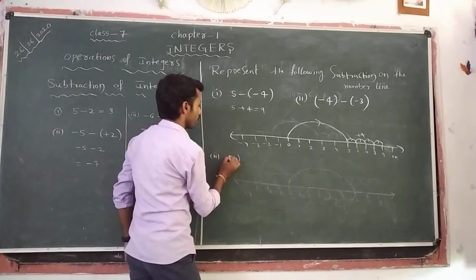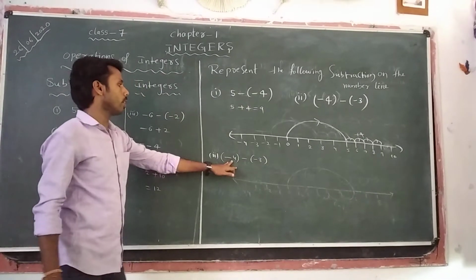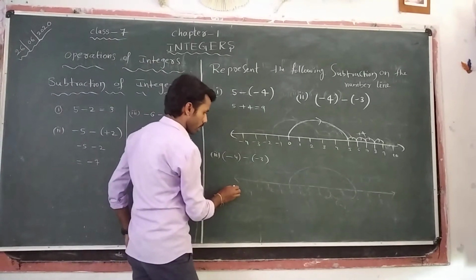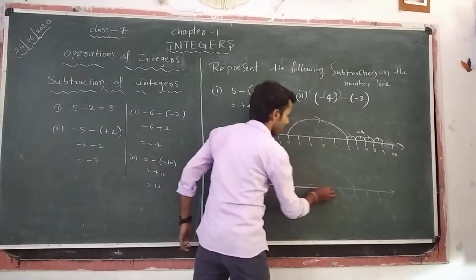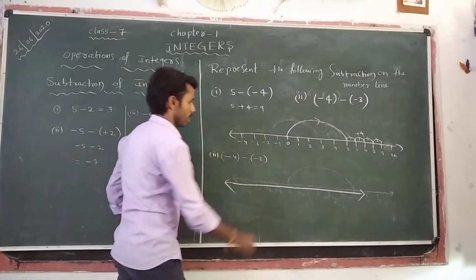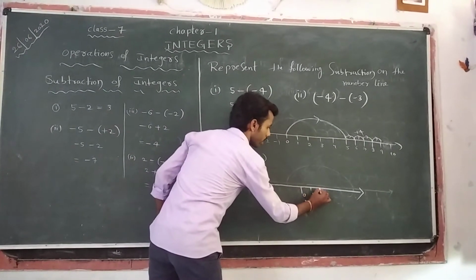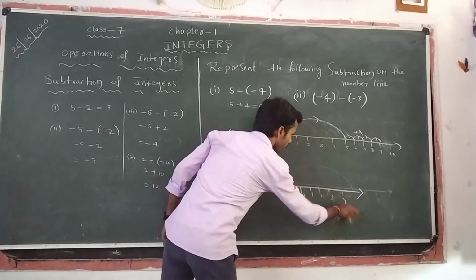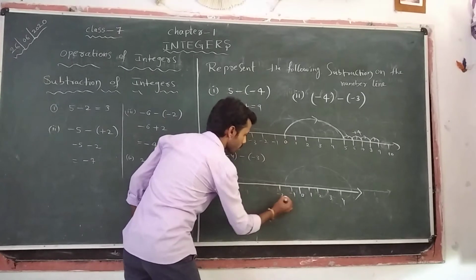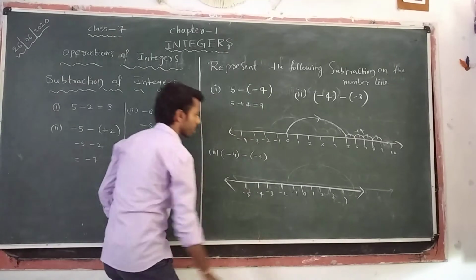Minus 4 minus of minus 3. Represent on the number line. First draw the number line. Zero. On the right side of 0 are the positive integers 1, 2, 3, 4. And on the left side of 0 are the negative integers minus 1, minus 2, minus 3, minus 4, and minus 5.